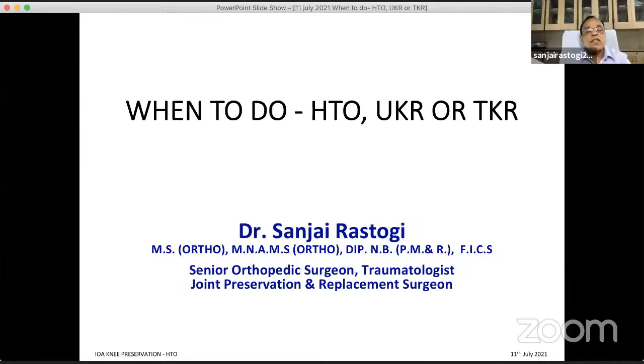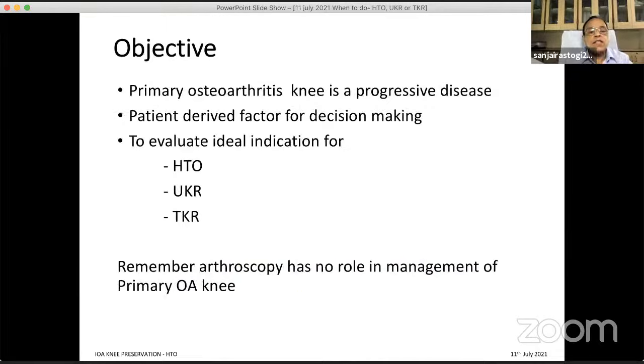At the outset, I'd like to thank the IOA's President, Secretary, and Dr. Dinesh for having organized such a nice series for the benefit of the average orthopedic surgeon for a condition which is so very common. The objectives would be that we must understand that primary osteoarthritis knee is a progressive disease, and we must evaluate the patient's risk factors for decision making and then decide which is the ideal case for HTO, UKR, or TKR. And this point has been already discussed.